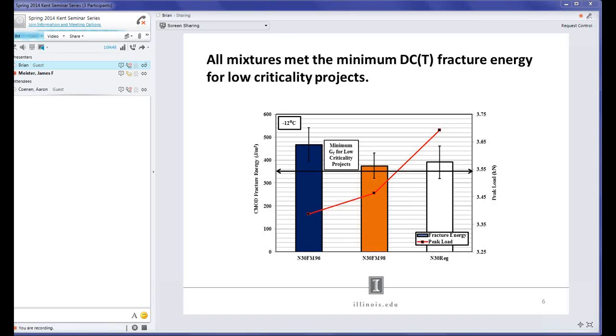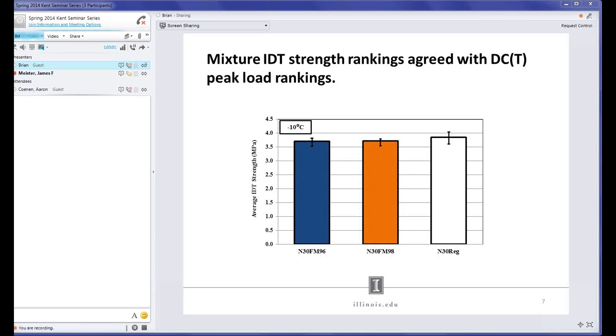In terms of the peak loads, you can see that the FM96 had the lowest peak load in terms of the DCT results and slowly increased. So you can see that there was an effect of using a PG 46-34 as compared to a PG 58-28. And that held the same ranking looking at IDT strengths as well. The IDT strength of the FM96 was lower than the 98 and the N30 regular mix, and this is at -10. The reason why we tested IDT strength was just to have it as an input for the ILLI-TC model.